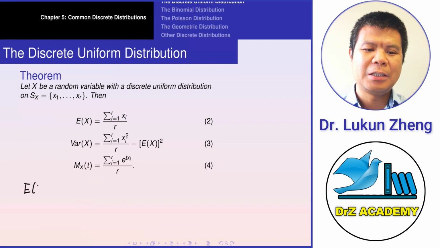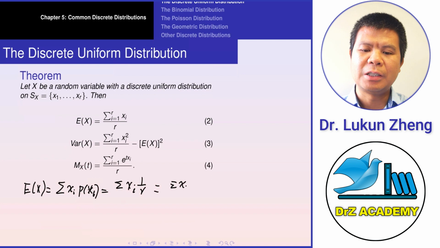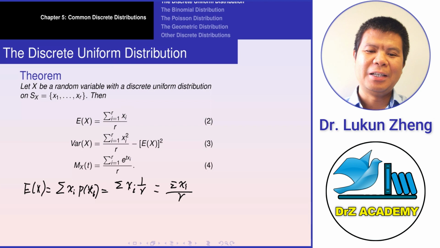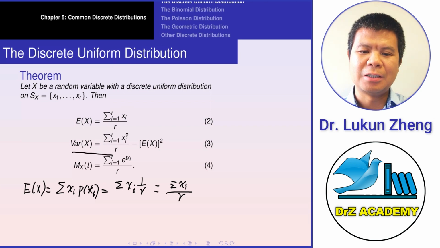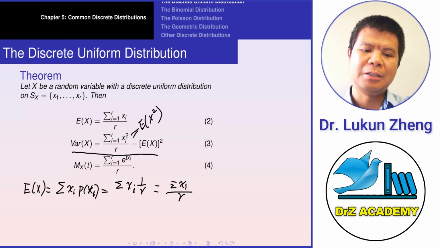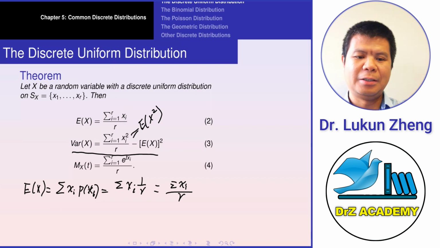For instance, the expectation of x is simply the sum of xi times P of xi. You can see that it's a summation of xi times 1 over r, because they're all 1 over r, so it is the summation of xi over r. Similarly, you can verify the variance, which is the expectation of x squared minus the square of the expectation. That's easy.